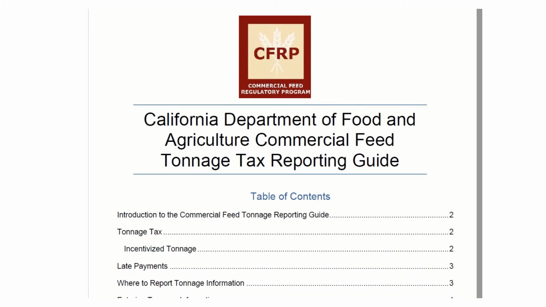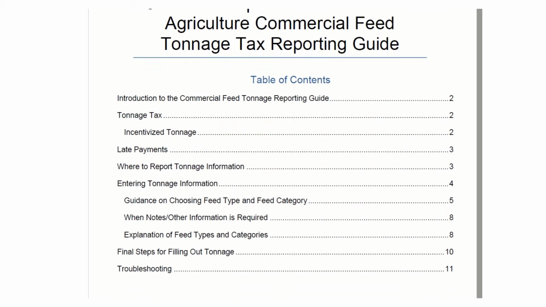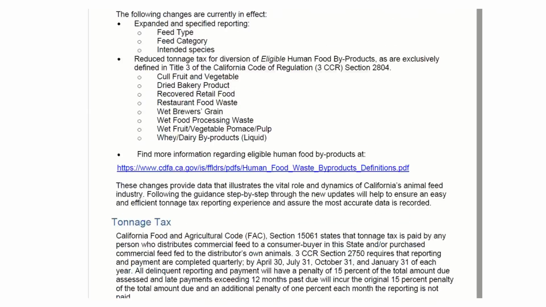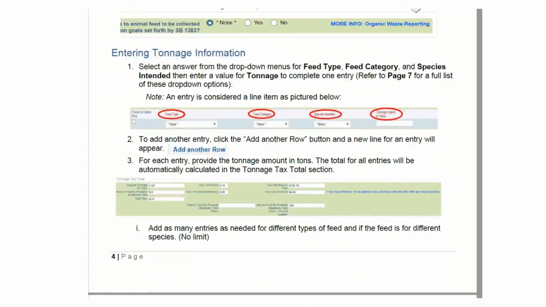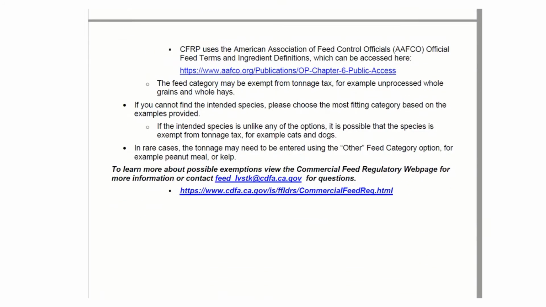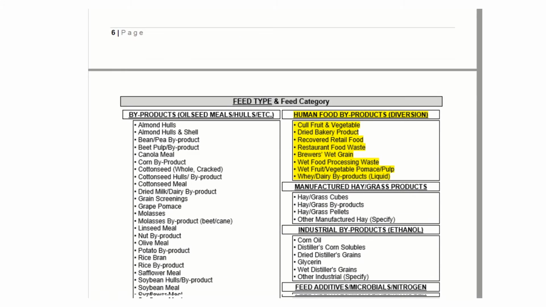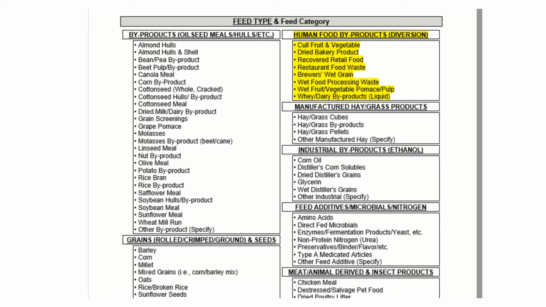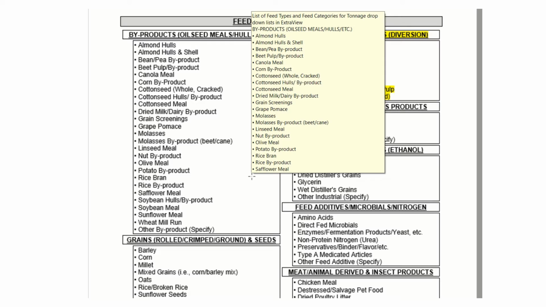This is the tonnage guide. In order to know which feed category you should select, it's really helpful to first view page 7, which provides a list of all the feed categories by feed type. This list shows every option which will populate in the drop-downs of the form. For example, if you have tonnage of almond hulls to report, you can see they fall in the feed type of byproducts. It will be easy to choose the correct feed type and feed category as you go through the form if you keep this reference handy.